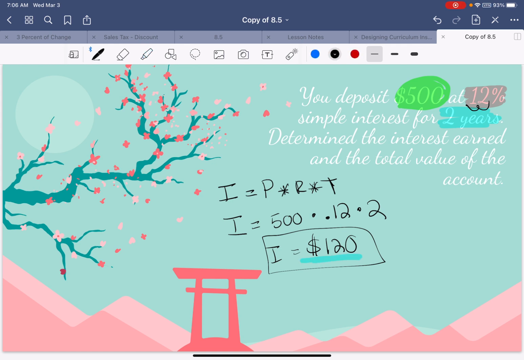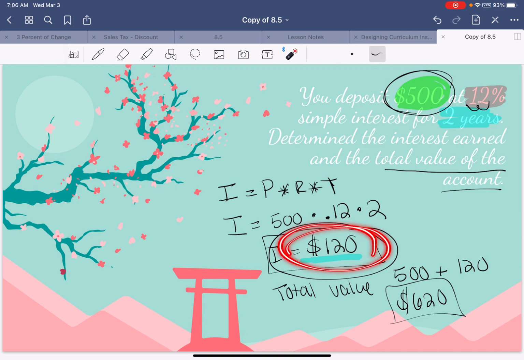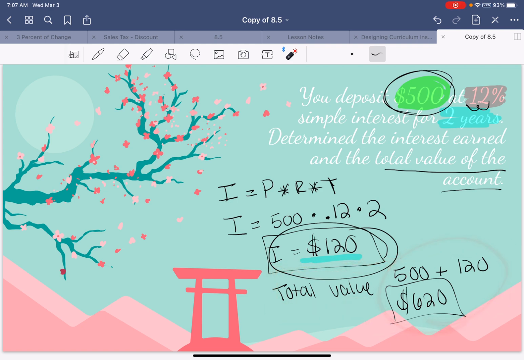So this is not necessarily our total value of the account, right? Because we still have this 500 that we deposited. So our total value is our initial deposit of 500 plus this interest we earned, $120. So the total value is $620. So by having our $500 sit in the bank for 2 years, we made $120 on it. That's it. Okay. On your homework, I'm going to ask you to type in the total value. So you'll have to find the interest, add it to your deposit, okay, and then you'll get that.